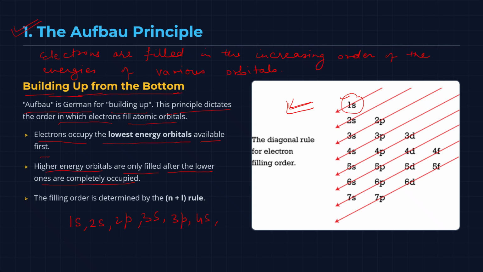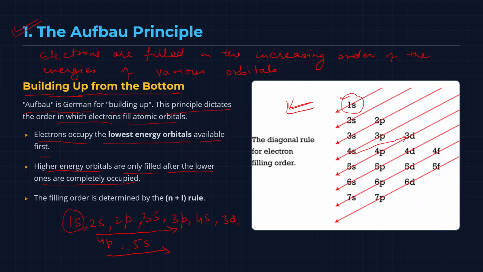Then after 4s, we come to this 3d orbital. Then after 3d, 4p orbital. Then after 4p, 5s comes. So in this way and so on, we can represent it. So the least energy orbital is 1s. So this is the increasing order of various orbitals having different values of energies. 1s is lower than 2s, 2s is further lower than 2p, 2p is further lower than 3s.